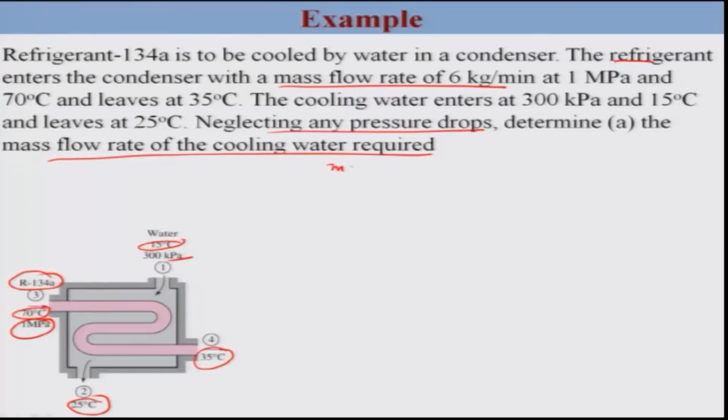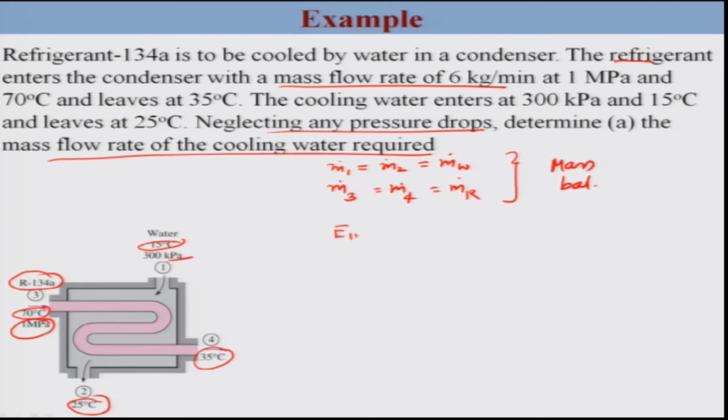So, we can write that M1 dot is equal to M2 dot, and that will be, let us say, the water flow rate, and M3 dot is nothing but M4 dot, that will be your MR, that is the flow rate for the refrigerant. Okay. So, this is your simple mass balance.